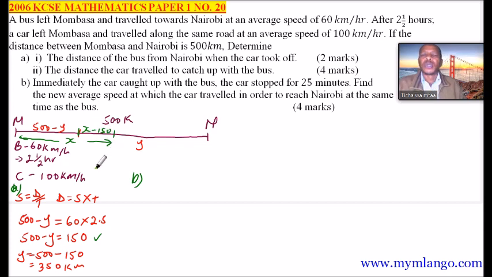Okay, so we can say the time the bus took to travel, that is the time the car took to travel that distance, will be x, that is distance divided by speed, which is 100 kilometers per hour. That is the same time the bus took to travel the distance from here to here, and that will be x minus 150, and you divide by 60.